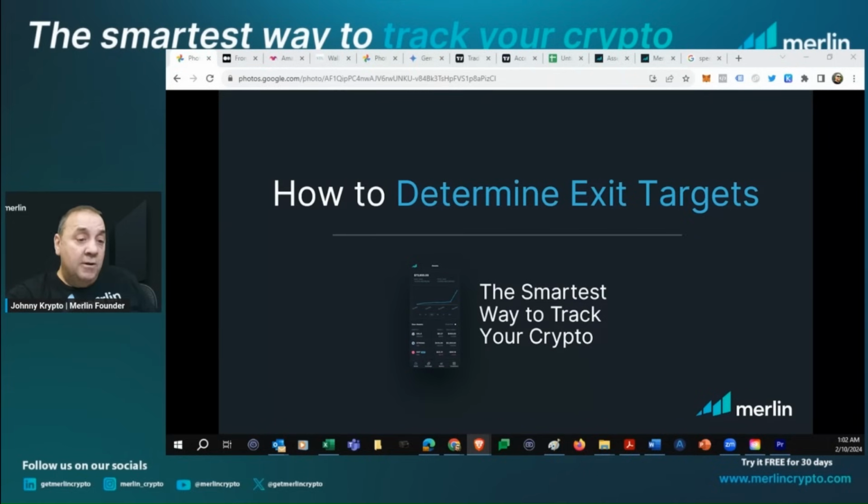And then from there, we'll show you how you can take those exit targets and either put them into a spreadsheet or, if you want, Merlin, the smartest way to track your crypto tool, which will then track what's happening and give you exit alerts. So with that said, let's hop into it.